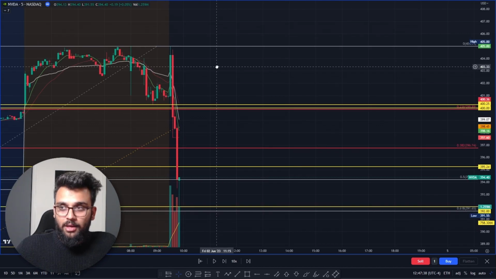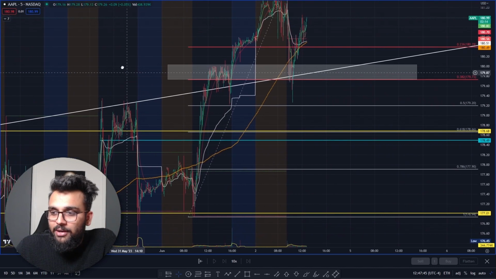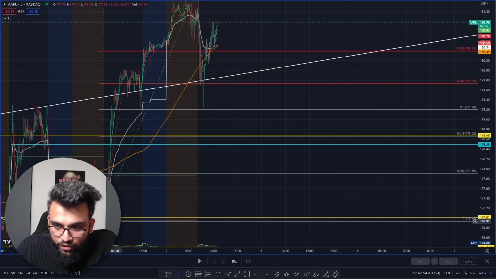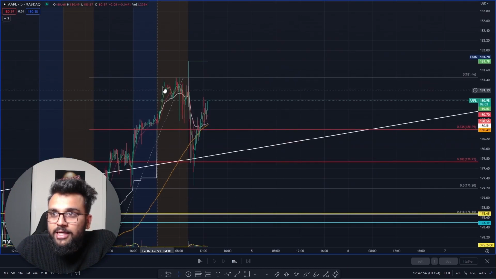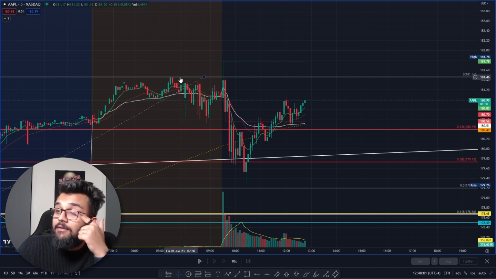Boom. Beautiful. All right, the next trade that we took was Apple. I just broke down how I catch bounces. So I was looking for a bounce on this area right here. You see this area? I drew the Fibonacci from the lowest point in the pre-market to the highest point of the pre-market right here, and I was looking for a bounce.